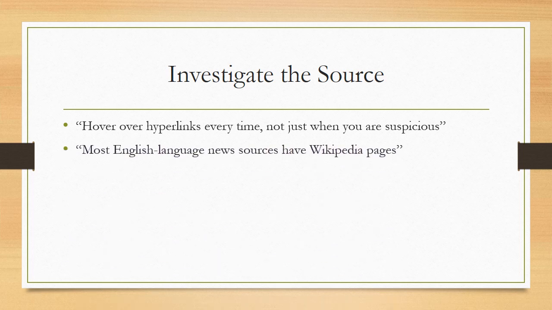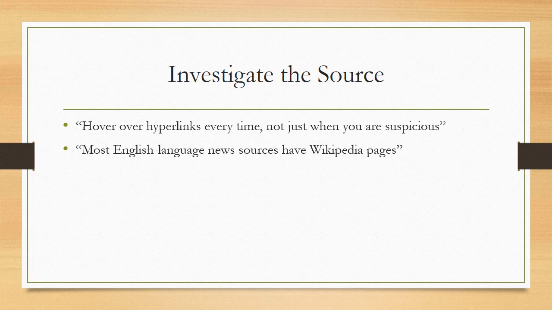Most English language news sources have Wikipedia pages. So if you're reading an online article, it was published by some journal, and you can click on, or well, you'd probably have to type it in, but you could type in the name of that journal on Wikipedia, and its page would come up. Even some of the most obscure things have their own Wikipedia pages.